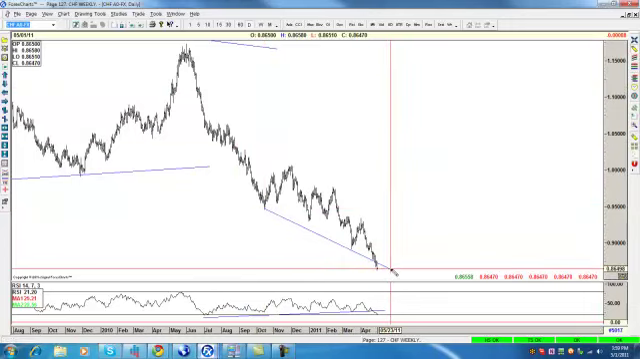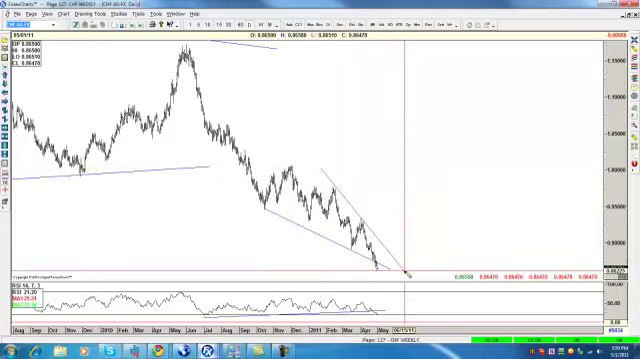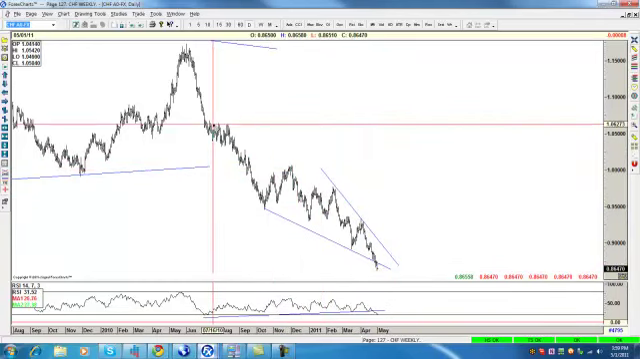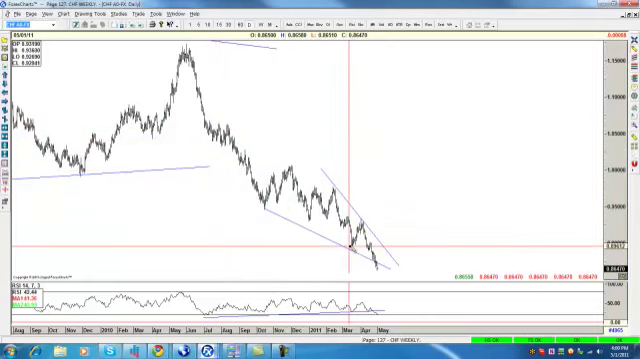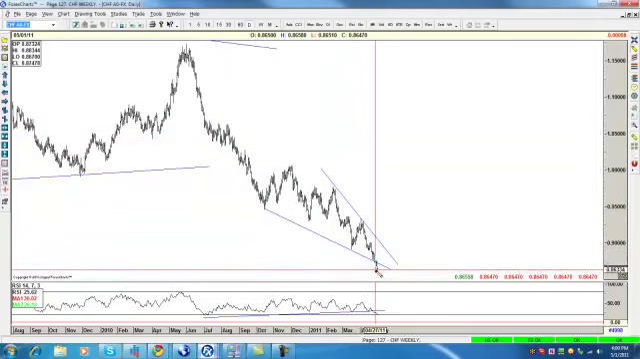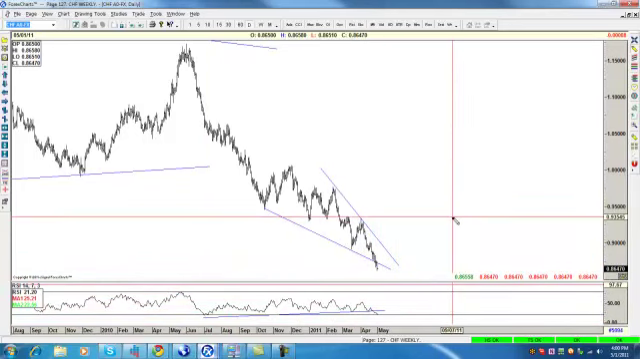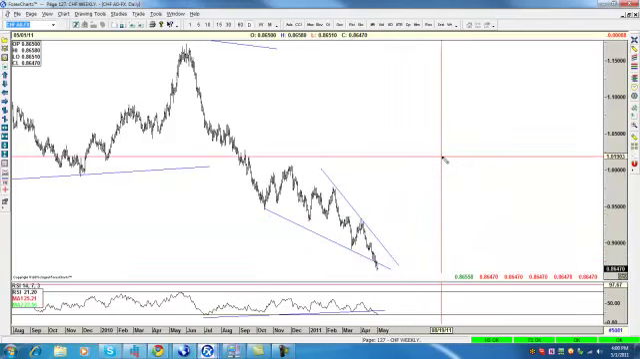You're going to see it is busting the diagonal here. From here, you got the first leg, the second, the third, the fourth, and it's ending the 5. Now look at the divergence that we're getting in the RSI. That's telling me that this pair should rebound pretty soon. Now that's going to be dollar strength.